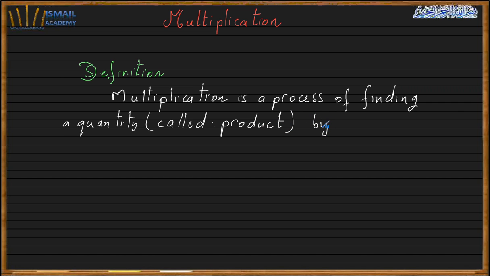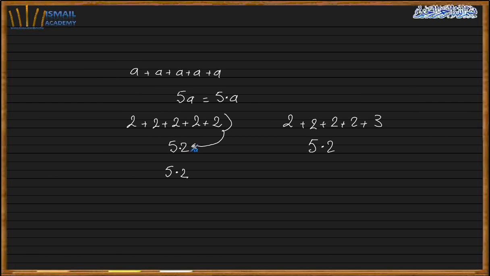by. So how do we find this quantity? You see here, if I add all of this, I will get 10. So if I multiply 5 times 2, I will get 10. So this is my product. So how did I get the product? By adding a countable number of identical addends. You see, a countable number of identical addends, because all of them are addends.